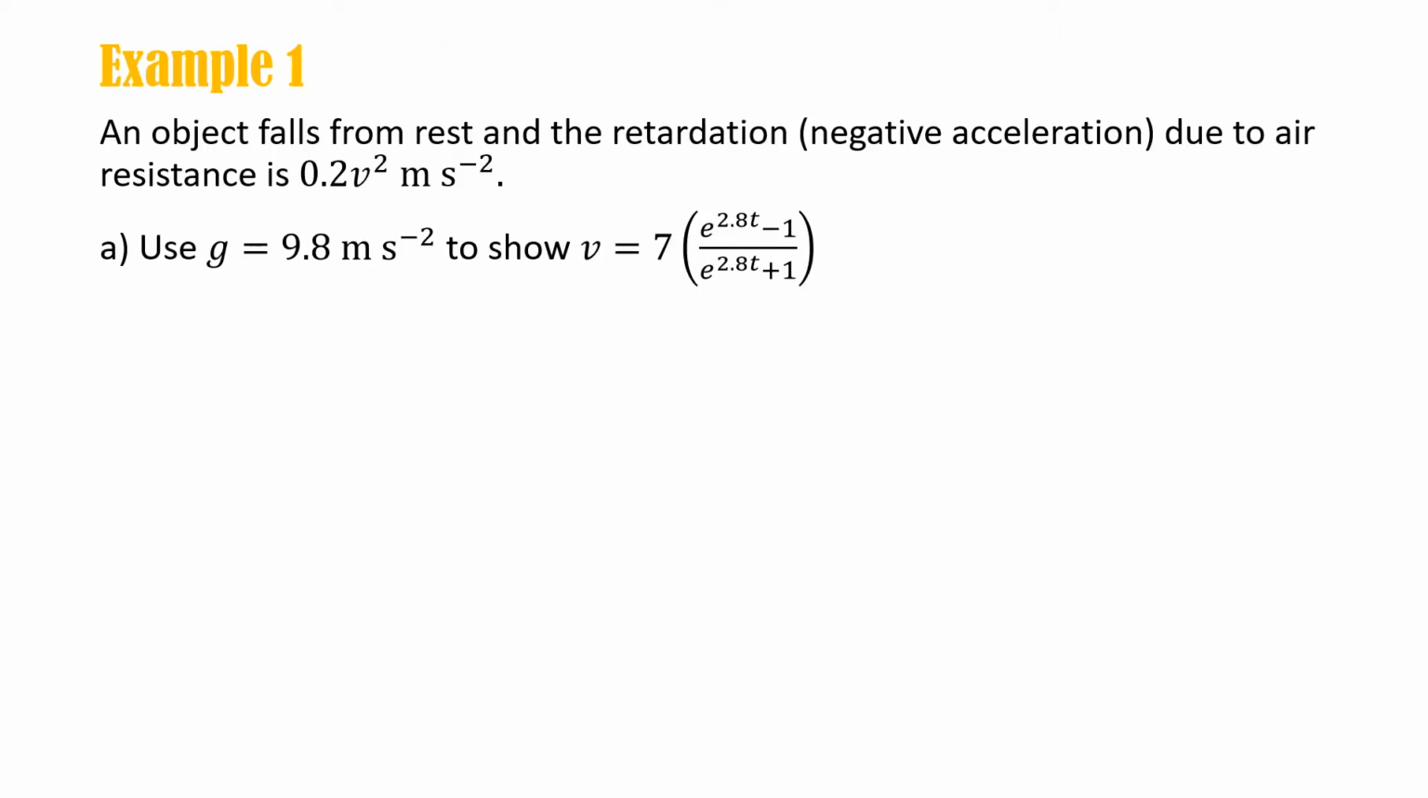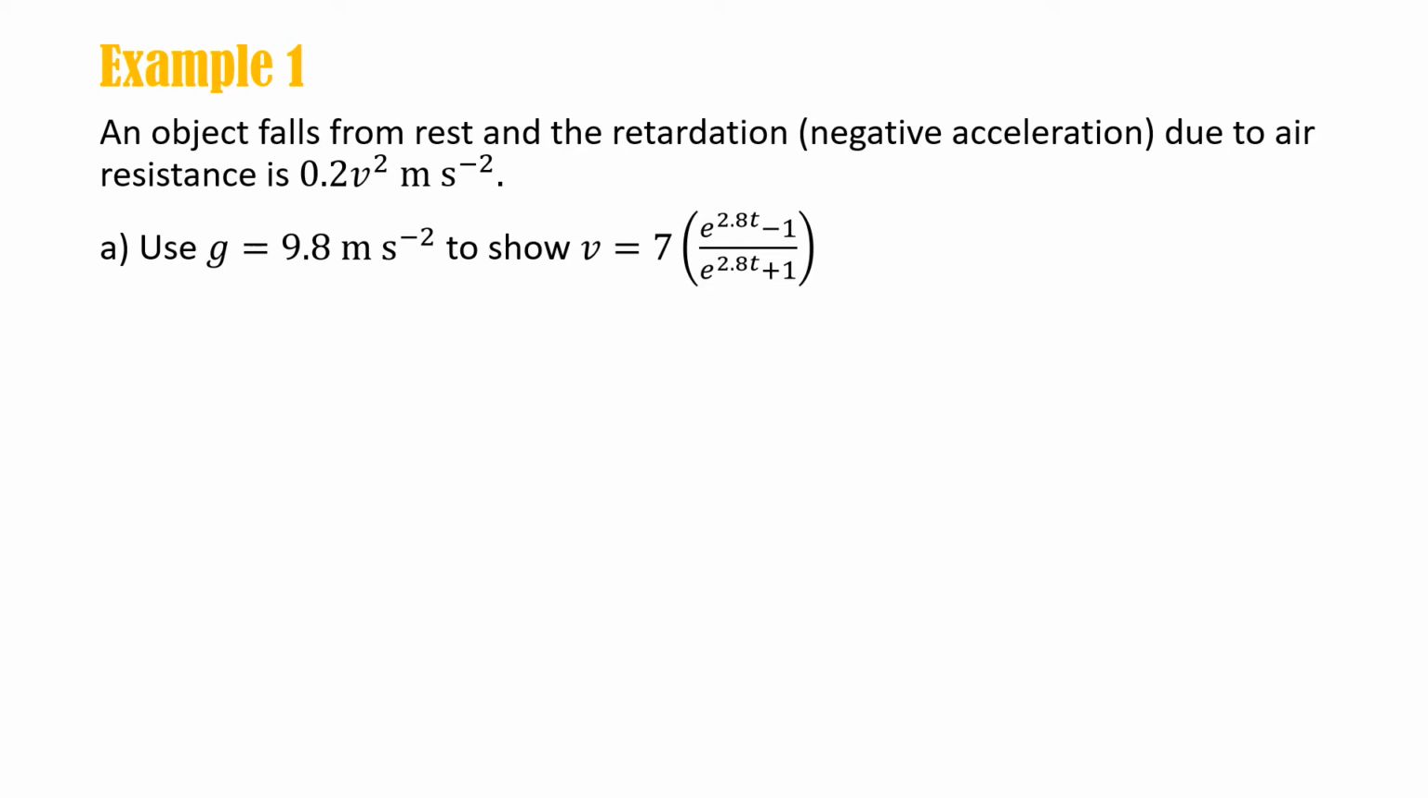Example one. So we've got an object that's falling from rest, and the retardation, which is the negative acceleration acting against it, which is due to the air resistance, is 0.2 v squared meters per second per second. Now we want to use gravity equal to 9.8 meters per second per second to show that v is equal to 7 lots of e to the power of 2.8t minus 1, all divided by e to the power of 2.8t plus 1. Those minus ones and plus ones are not part of the power.